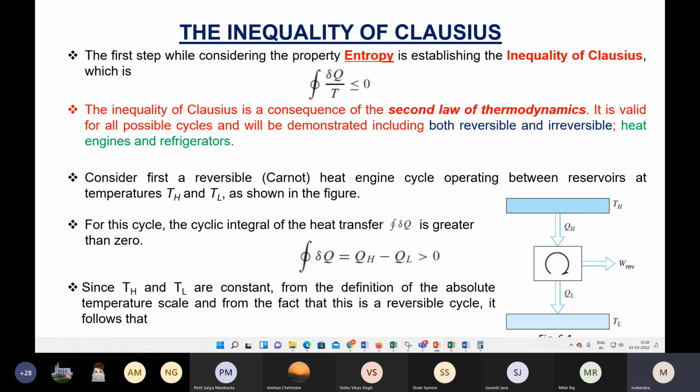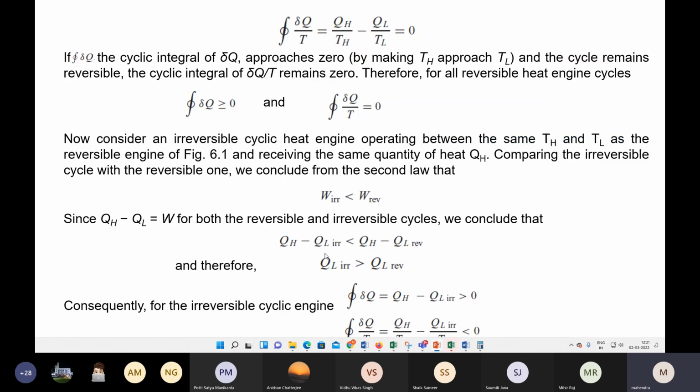Okay. So that's why delta Q is always greater than 0. Otherwise, it can be equal, but it cannot be negative when you are considering it as a heat engine. Okay. That is about delta Q. Now, let us go further. How can we get this ratio? So, what are we considering here?